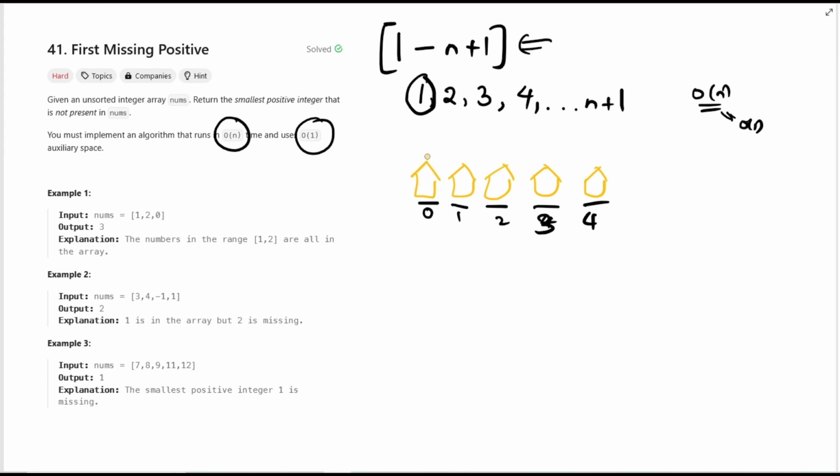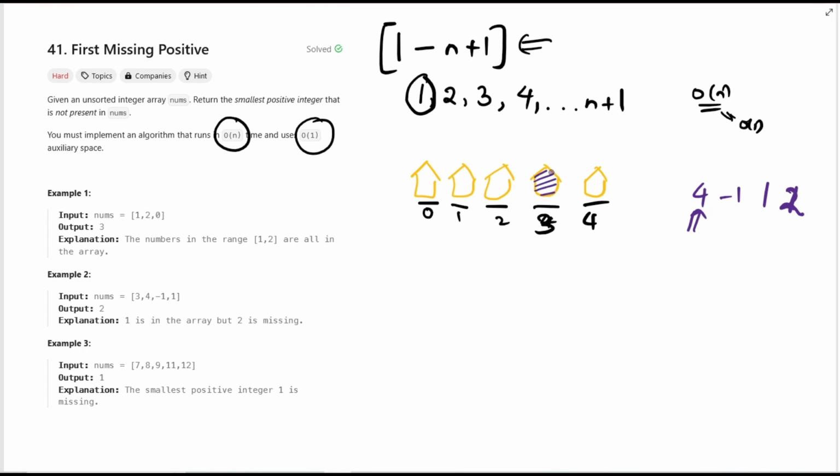What if I take an example like 3, 4, minus 1, 1, and maybe I will just delete 3. So here I can see that 4 can be there in the house 3. So what 4 does is it marks this house.